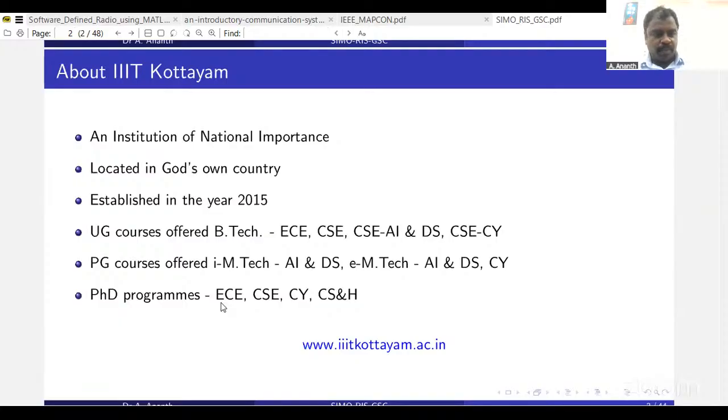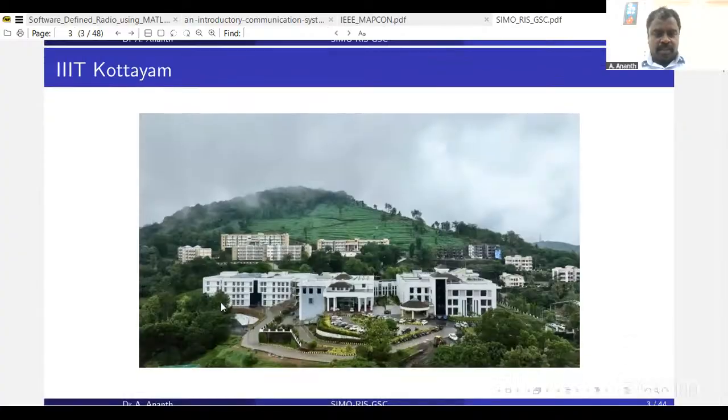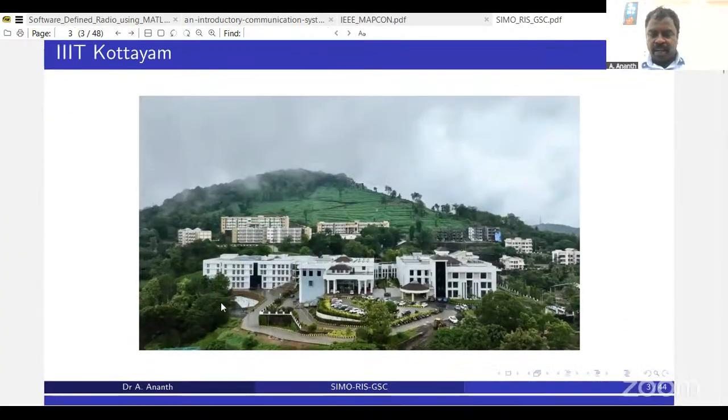IIIT Kottayam. So our institute is located at Pala, Kottayam, and it was established in the year around 2015. And we have several undergraduate, postgraduate, and PhD programs offered by various departments like electronics and communication engineering, computer science and engineering, computer science and engineering with cyber security, computer science and engineering with AI and data science, and so on. So this is the view of our institute during a rainy season. So there were no edits to the photo which was taken.